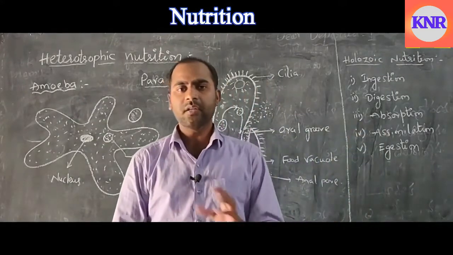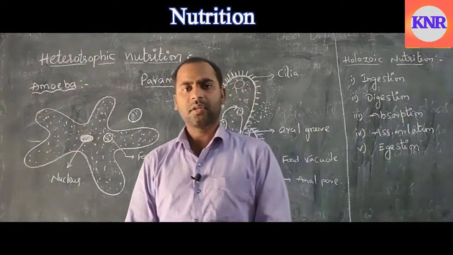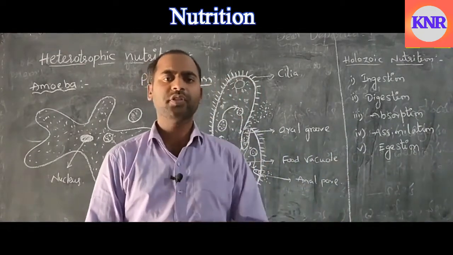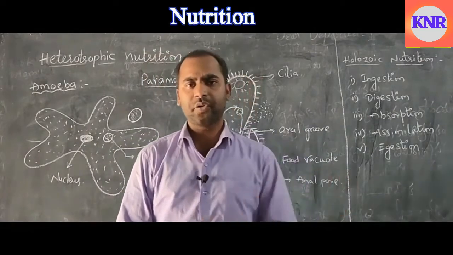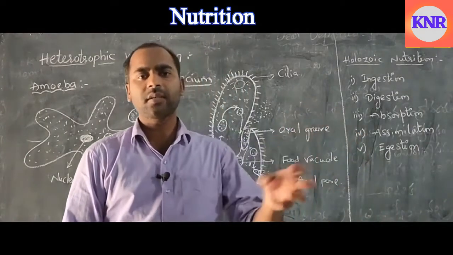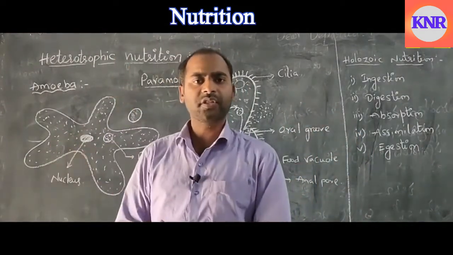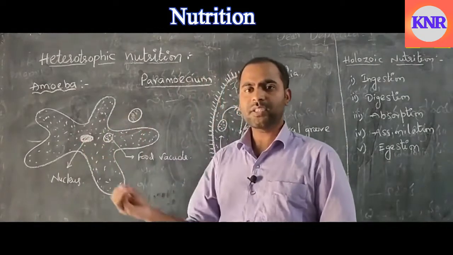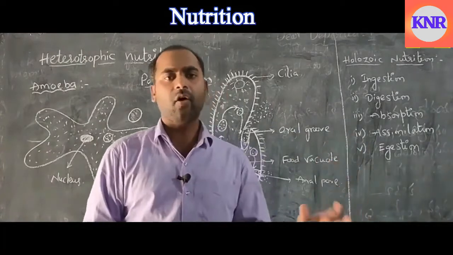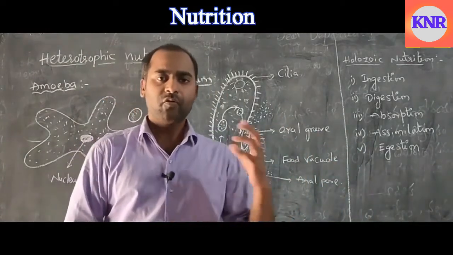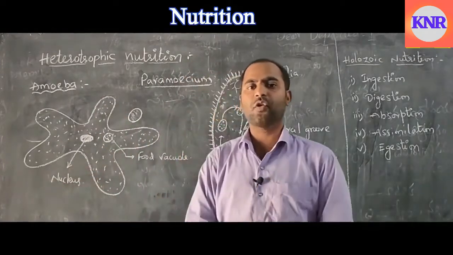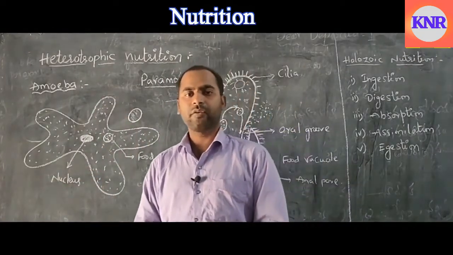Autotrophic nutrition is nothing but the organisms which can prepare their own food are called autotrophs, and the mode of nutrition followed by them is called autotrophic nutrition. That means they can prepare their own food materials by using simple inorganic substances. But heterotrophic nutrition is where the organisms cannot prepare their own food materials, but they depend on other organisms for the food. Those are heterotrophic organisms, and the mode of nutrition followed by them is heterotrophic nutrition.